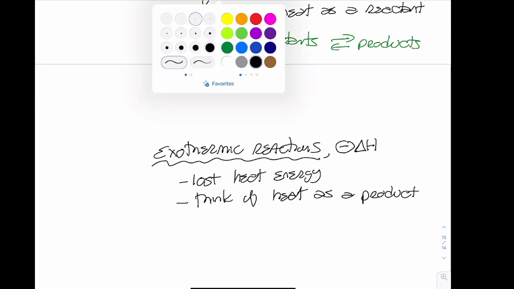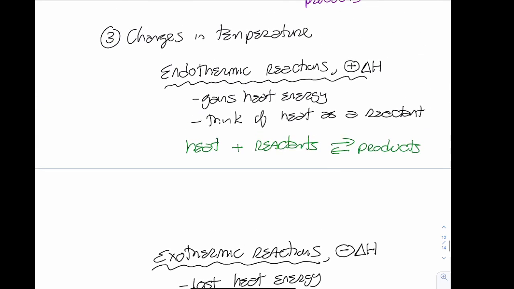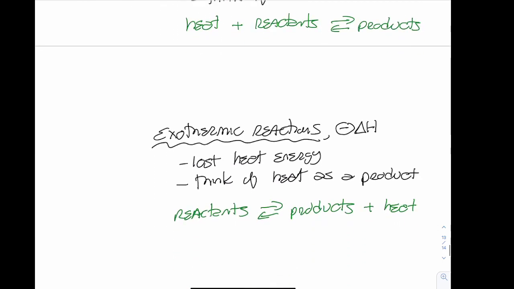So this one, I would have reactants going to products plus heat, right? Heat is something we're producing, right? Endothermic, it's gaining it, right? We're putting it into the reaction. Exothermic is something we're giving off. It's a product, right? It's something we're getting out of the reaction.